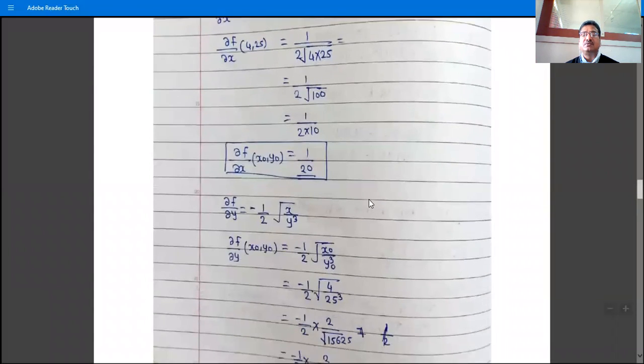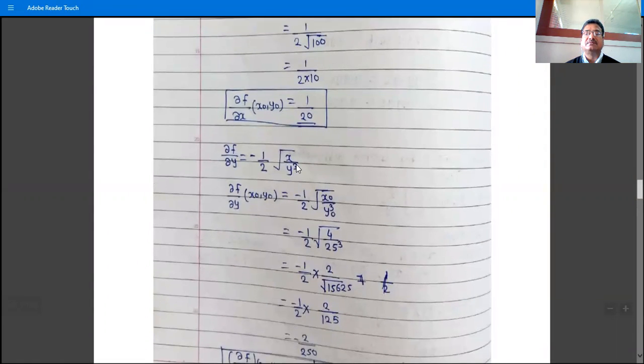And that is, we have the answer y raised to minus 3 by 2. That is root x divided by y raised to 3 by 2, minus 1 half root x divided by y raised to 3 by 2. Y raised to 3 by 2 means root of y cube. This answer is correct, but simplify it. Root y cube means y raised to 3 by 2.